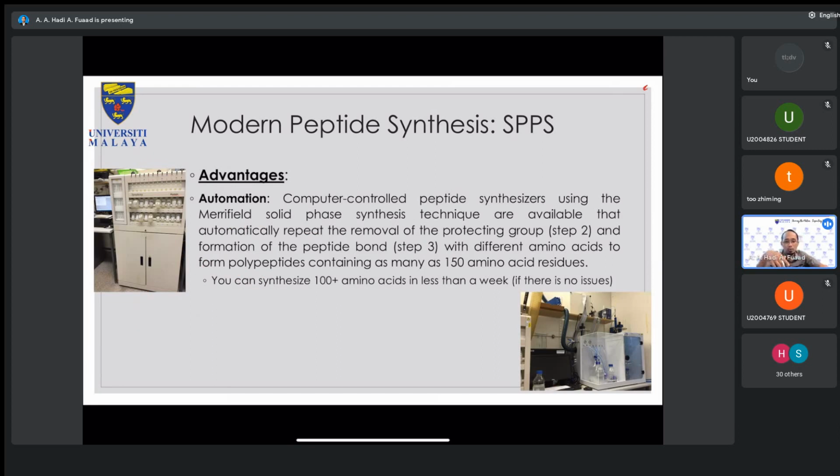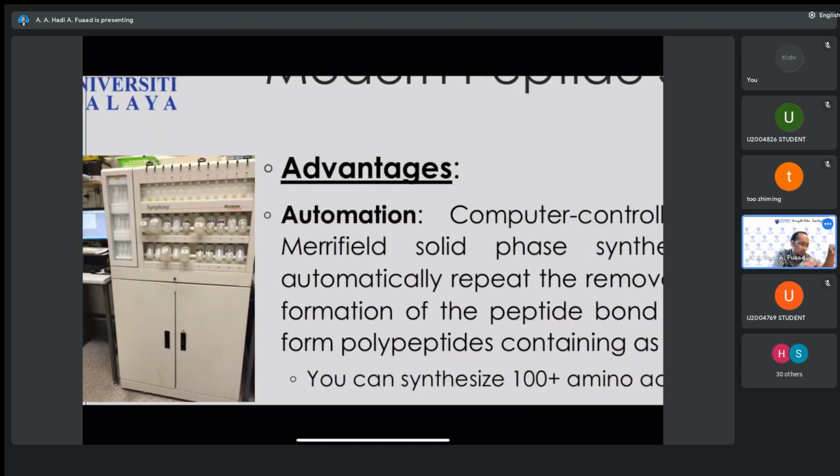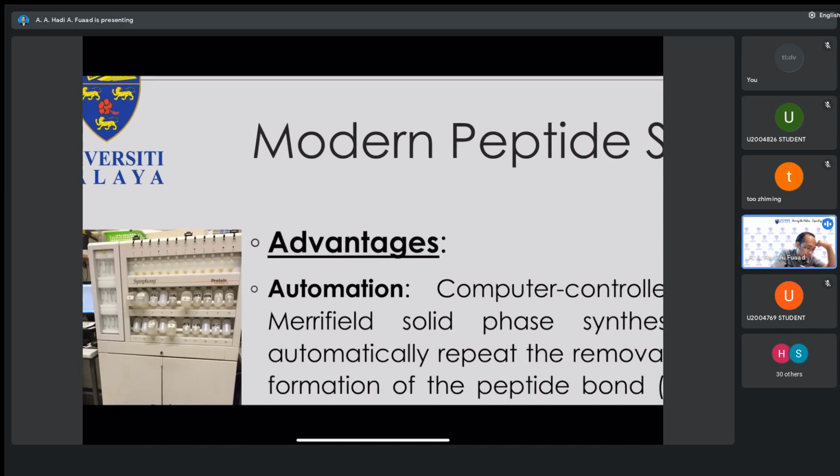Okay, so the images on the left and on the right are two different systems that we have. Both of them are automatic peptide synthesizers, but the difference is this one has 12 different slots. So each individual container here can be a different amino acid or a different peptide sequence. Okay, so it's very nice.